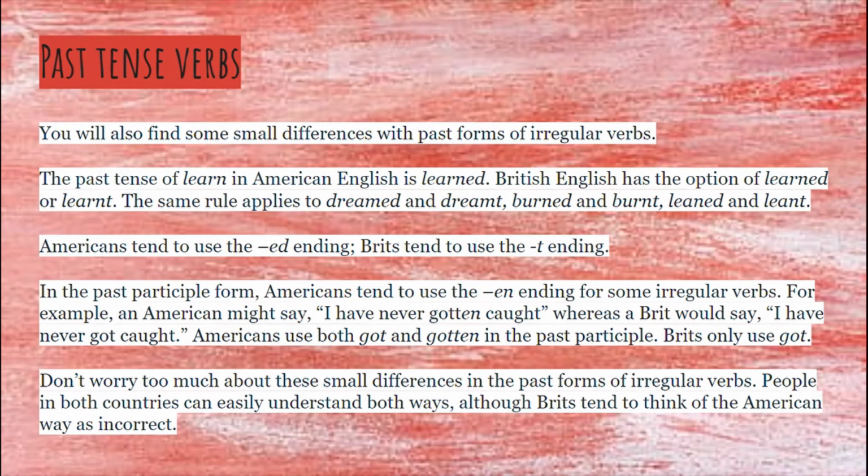Essentially, you basically understand what it is. So the basic difference in past tense is, Americans use the ed for irregular verbs, and Brits have both the option of using ed and t endings, but tend to use the t ending more. And in the past participle form, Americans have the option to use got and gotten, while the Brits only use got.